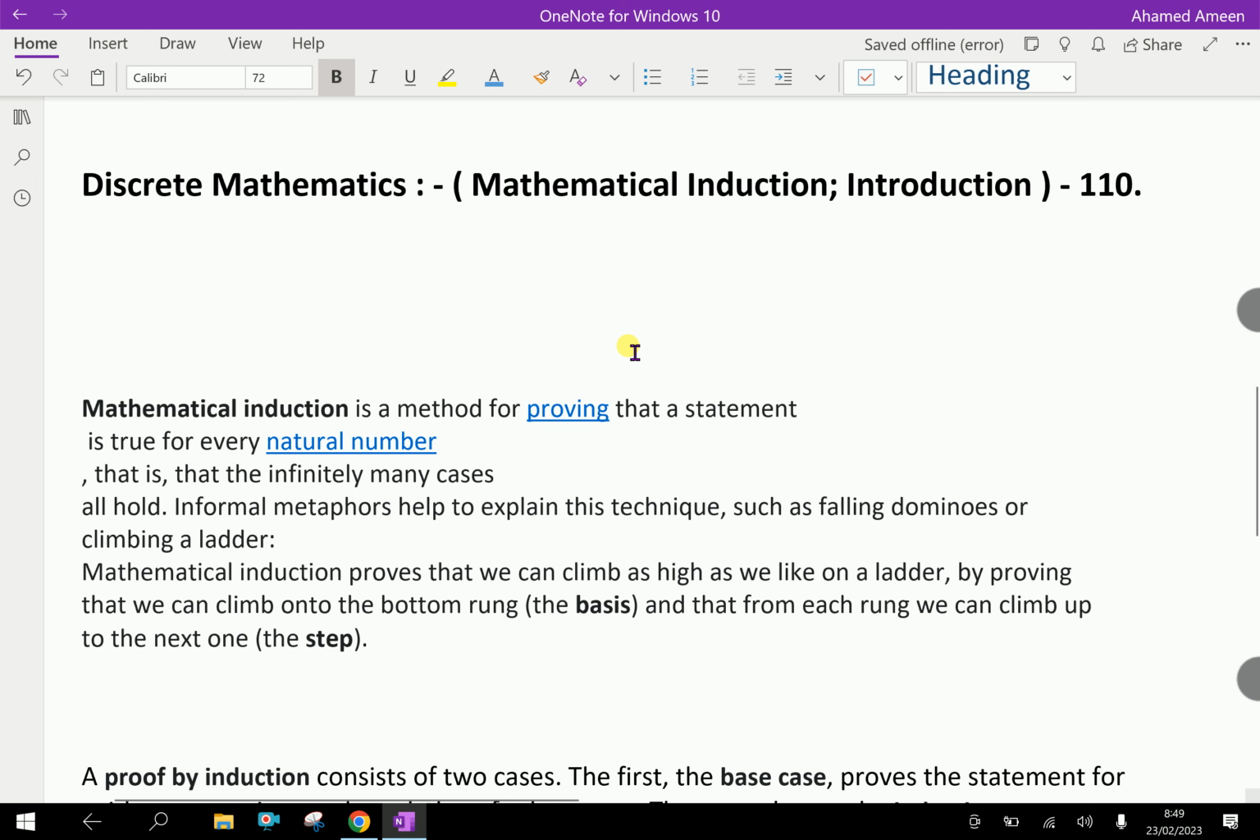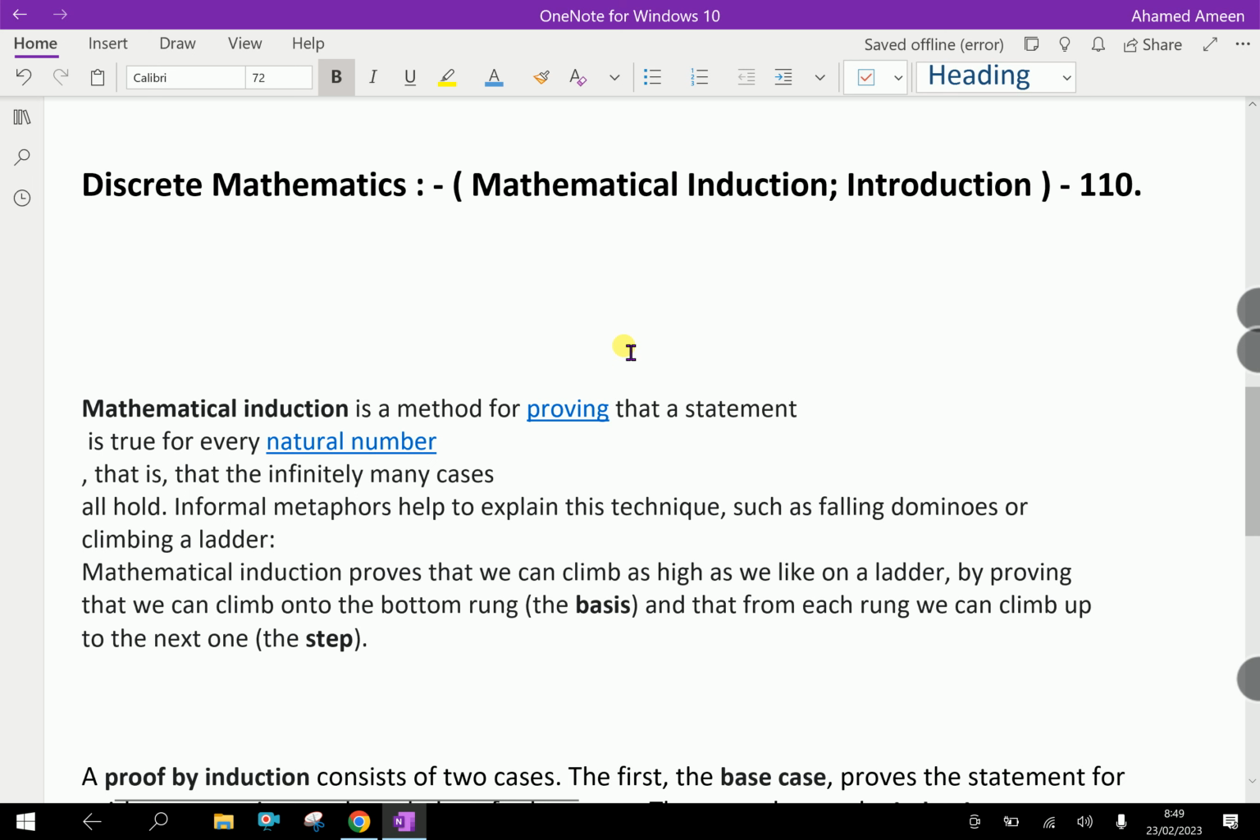You should know two things. First, you can reach the first rung of the ladder. Second, if we can reach a particular rung of the ladder, then we can reach the next rung. Can you conclude that we can reach every rung?